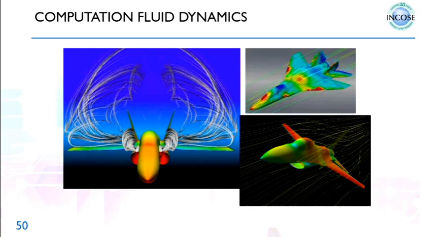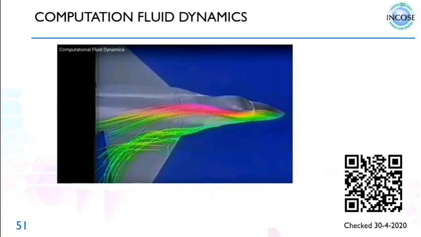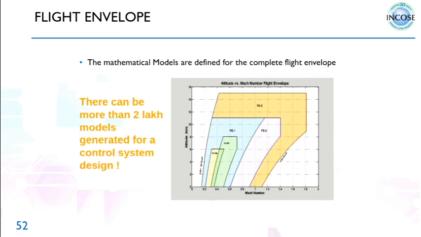Okay, there is a lovely video here on computational fluid dynamics on YouTube. You can get to know more just by going through that. Okay. Why are these things required? They give you actually the coefficients that you can use to model. Okay. And how many models do you require? Okay. So in the Indian LCA program, we generated 2 lakh models. And it used to run on 10 PCs for a week to generate our data those days.